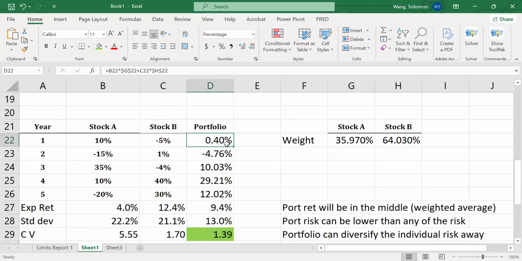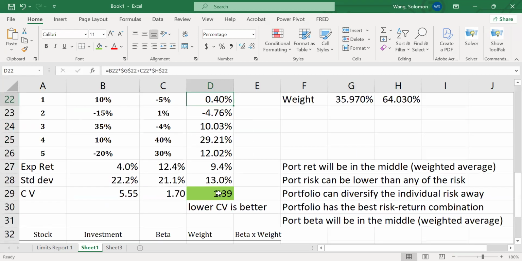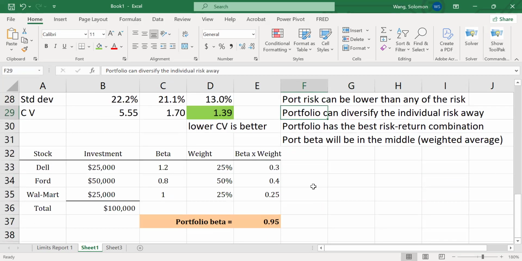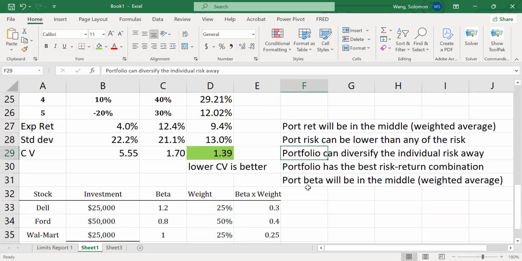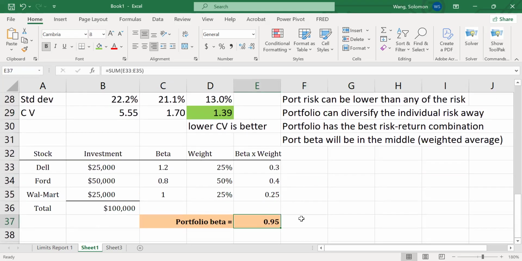You also need to know how to calculate the portfolio return and the portfolio risk, and understand why a portfolio is something we want, because this can diversify away individual risk. So you can reach the best risk return combination when you have a portfolio. The portfolio return is a weighted average of individual returns. So is the portfolio beta, a weighted average of individual betas.